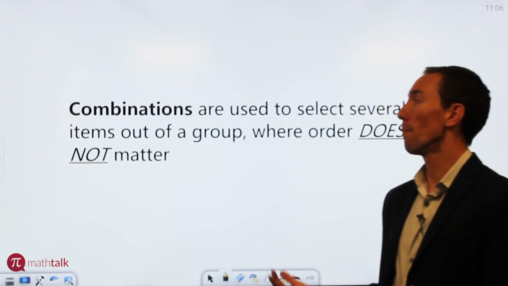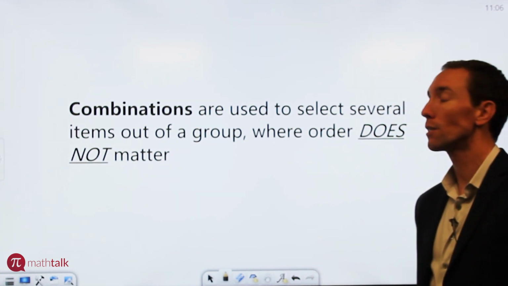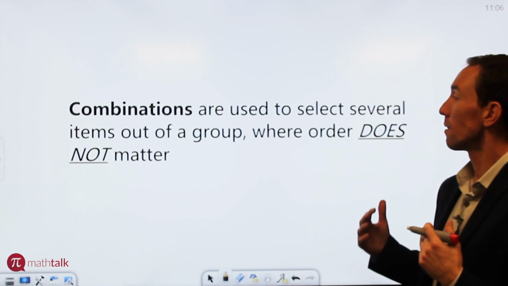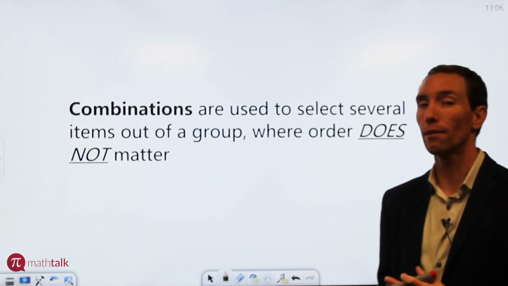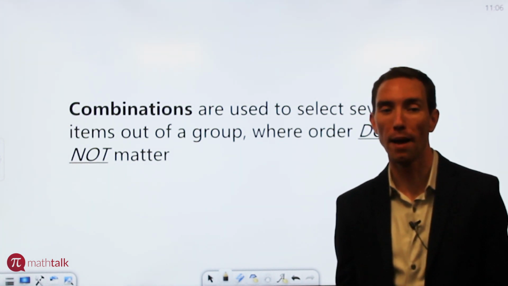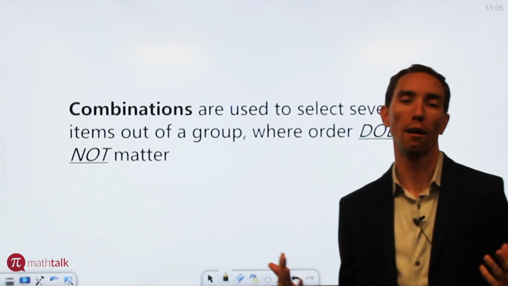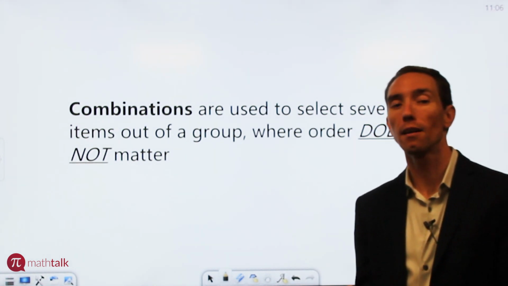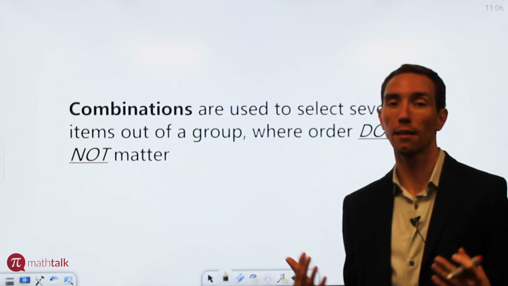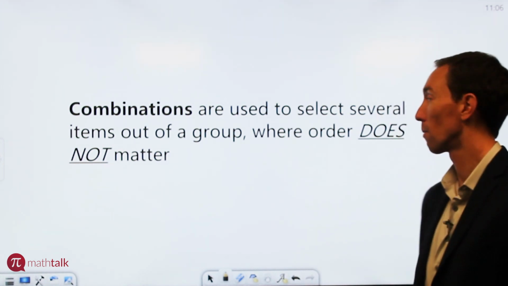So to give you an idea of what combinations are, it's a term that's used to figure out when you're picking several items out of a group, and the order that you pick them doesn't matter. So let's say you have a group of fruits or something. It doesn't matter what order they're in, you're just picking the number of options that there are. So let's look at a couple examples.